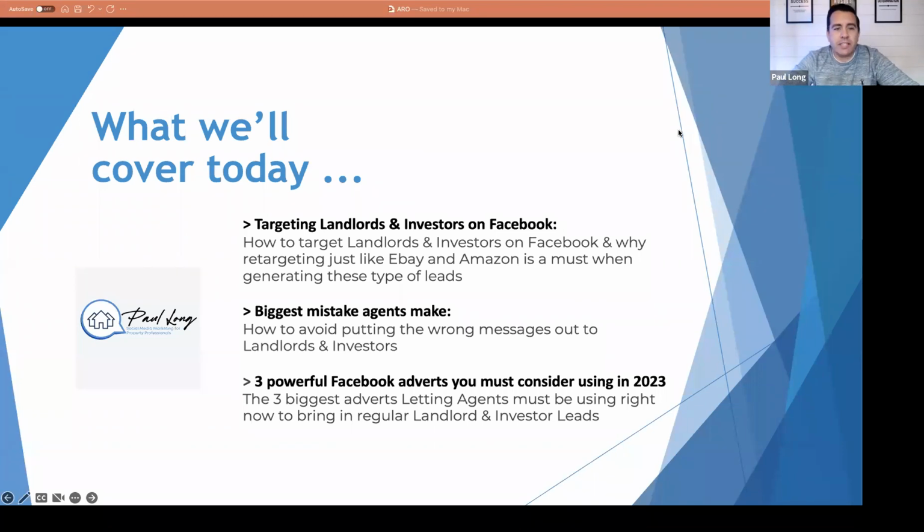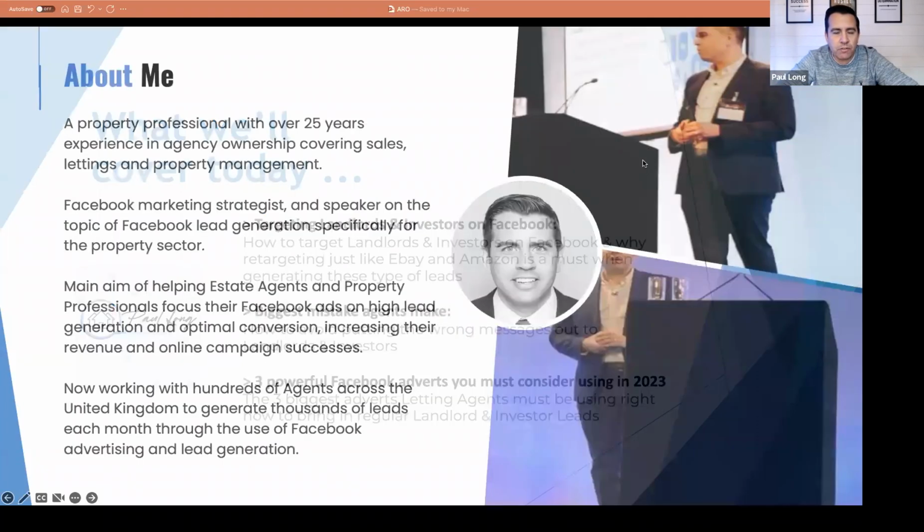So what we're going to be covering today: we're going to be looking at targeting for landlords and investors on Facebook, how to target landlords and investors on Facebook, and why retargeting, just like eBay and Amazon, is a must when generating these type of leads. The biggest mistakes that agents are making on Facebook, so how to avoid putting out the wrong messages to landlords and investors, and also 3 of the most powerful Facebook adverts you must be considering using in 2023. We're going to look at the 3 biggest adverts letting agents must be using right now to bring in regular landlord and investor leads.